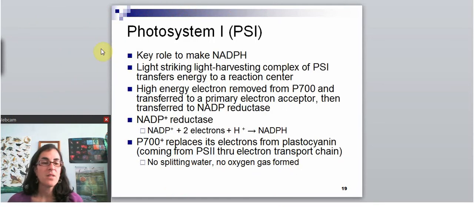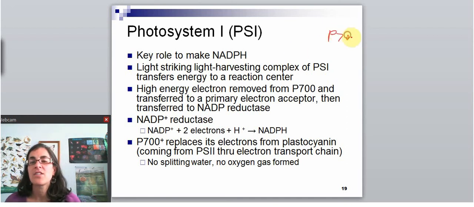So at the same time that all that stuff was happening in PS2 in the electron transport chain, we also had stuff happening in PS1. So in PS1, it also has light harvesting complexes. It also has a reaction center. But in its reaction center, the chlorophyll is called P700. It's slightly different. However, light still shines in.